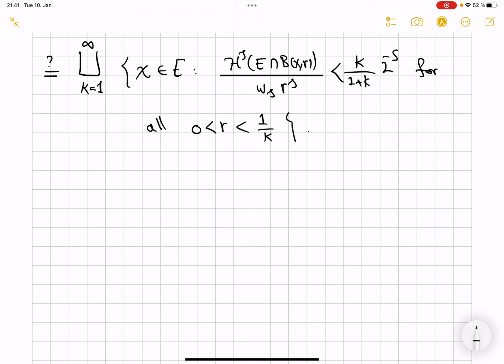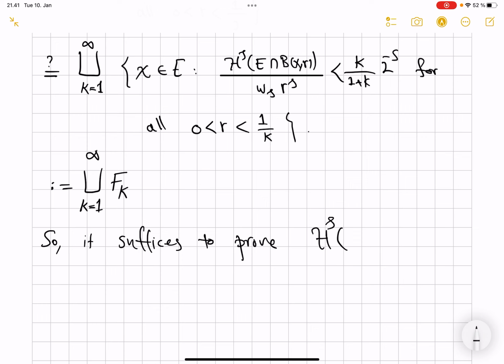Okay, the last ones, these objects we have, we call them Fk. So Fk is the set in the interior. So we succeeded in writing F as such a countable union. So it suffices to prove that Hs of Fk is 0. Then by subadditivity, it will follow that Hs of F itself is 0.